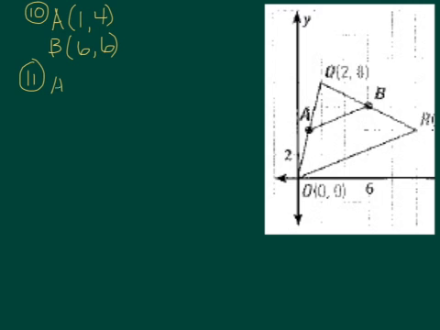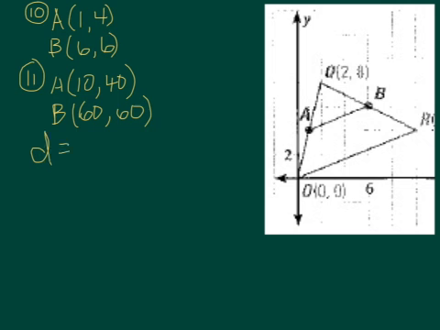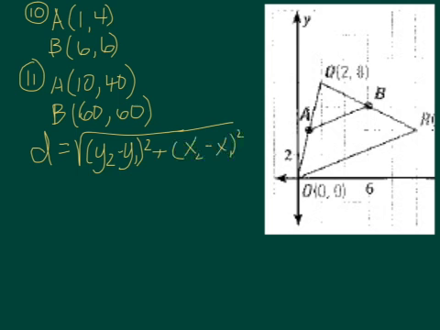So that means A is really (10, 40) and B is really (60, 60). Those are the numbers we're going to use in our distance formula. So remember, distance is the square root of y2 minus y1 squared plus x2 minus x1 squared, and it's the square root of all of that. So we'll fill in our formula.